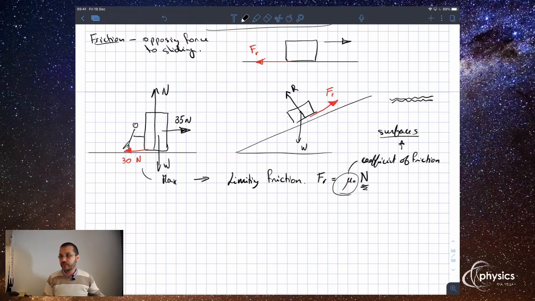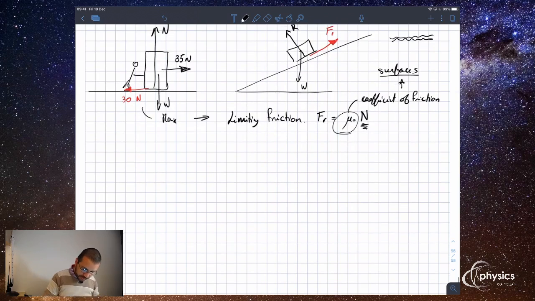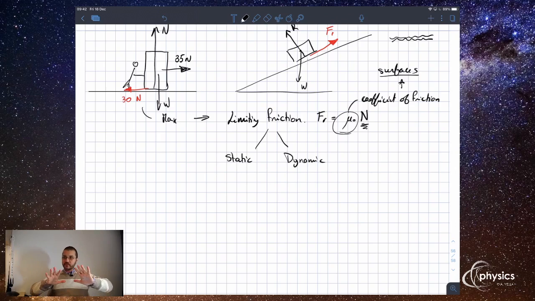One last thing about friction. Since you can have friction when the object is at rest and when the object is moving, actually there are two types of limiting friction. There is the static limiting friction and the dynamic limiting friction. So there are two limiting frictions. There is the limiting friction when the object is still not moving. And then there is a limiting friction when it is moving. So the maximum friction varies when the object is not moving and when the same object is moving.